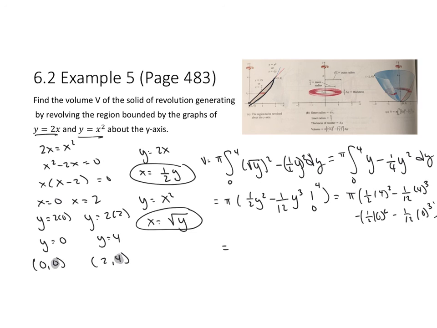So we'll simplify that. Let's see, we get 16 over 2 is 8, and then 64 over 12, which I can reduce to 16 over 3. And that has to be in thirds, so I multiply by 3 and I get 24. So 24 minus 16. Going to get 8/3. So 8/3 pi is my volume for this figure.